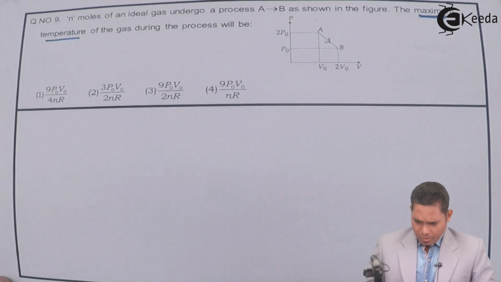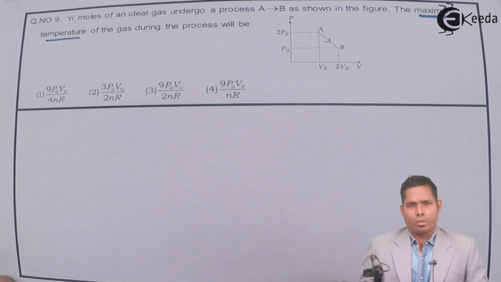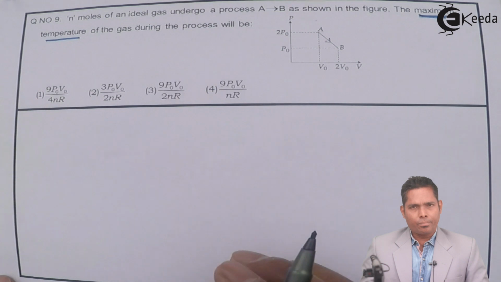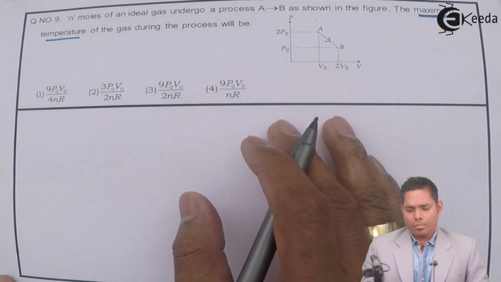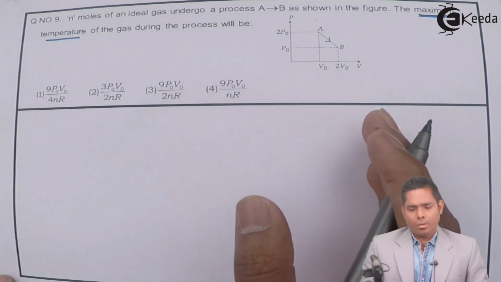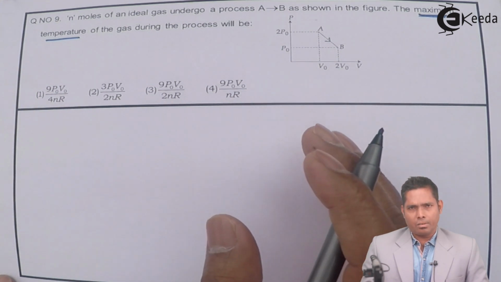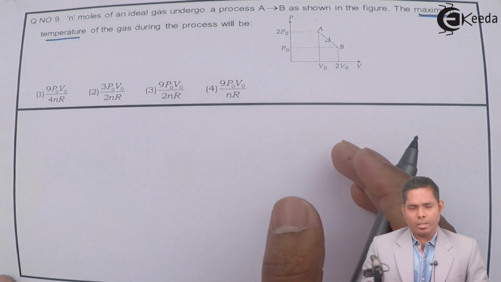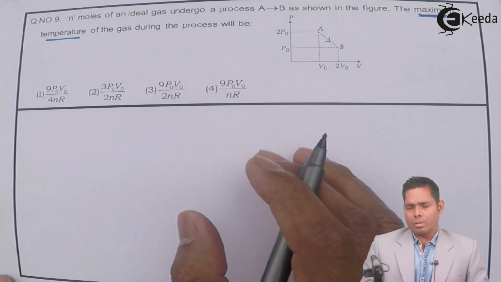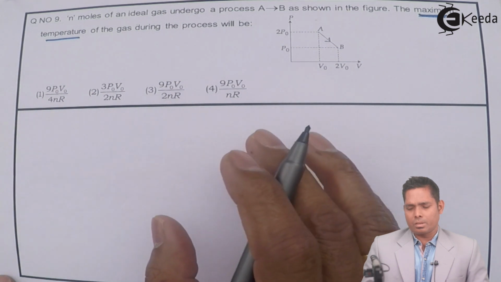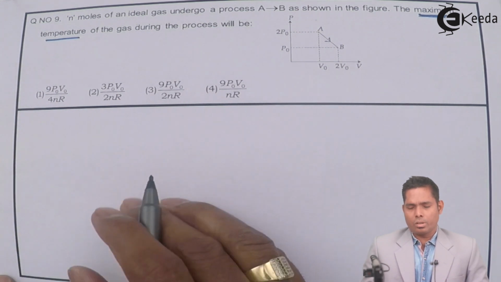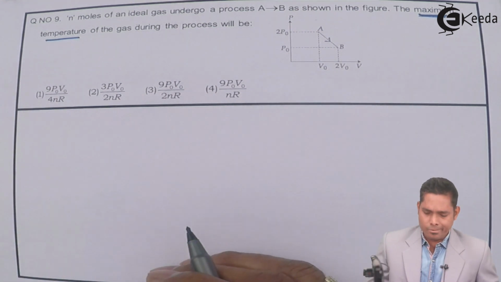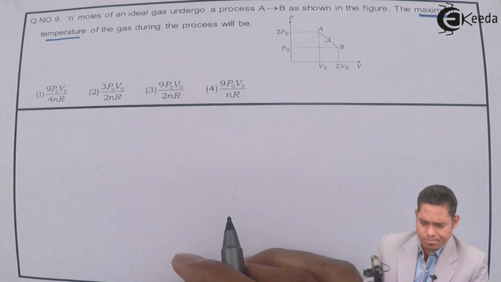So that means you have to go for maxima-minima. First you write the equation of T in terms of, say, V or P. Then we take the first derivative of that and equate it to 0 to find at which point, and what value of T, the temperature is. Then we put that value in the general equation. So let us proceed.